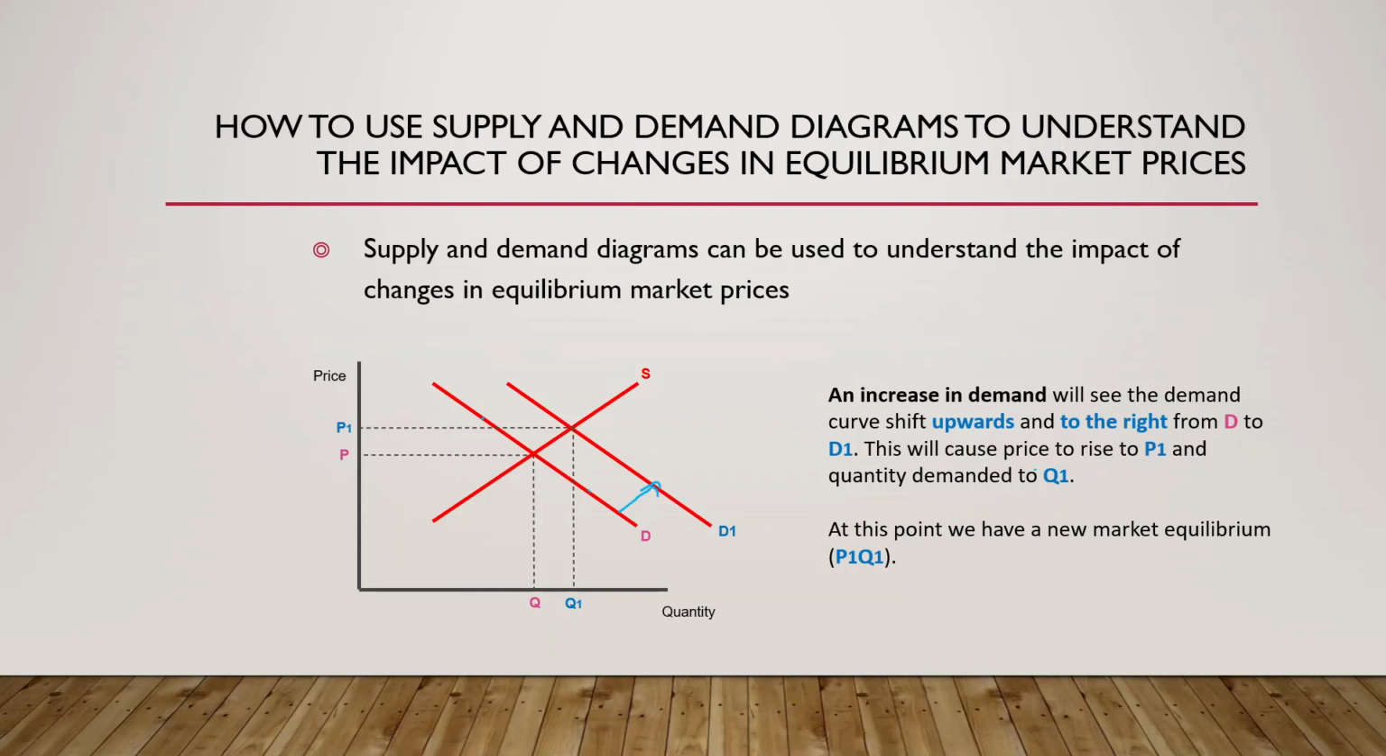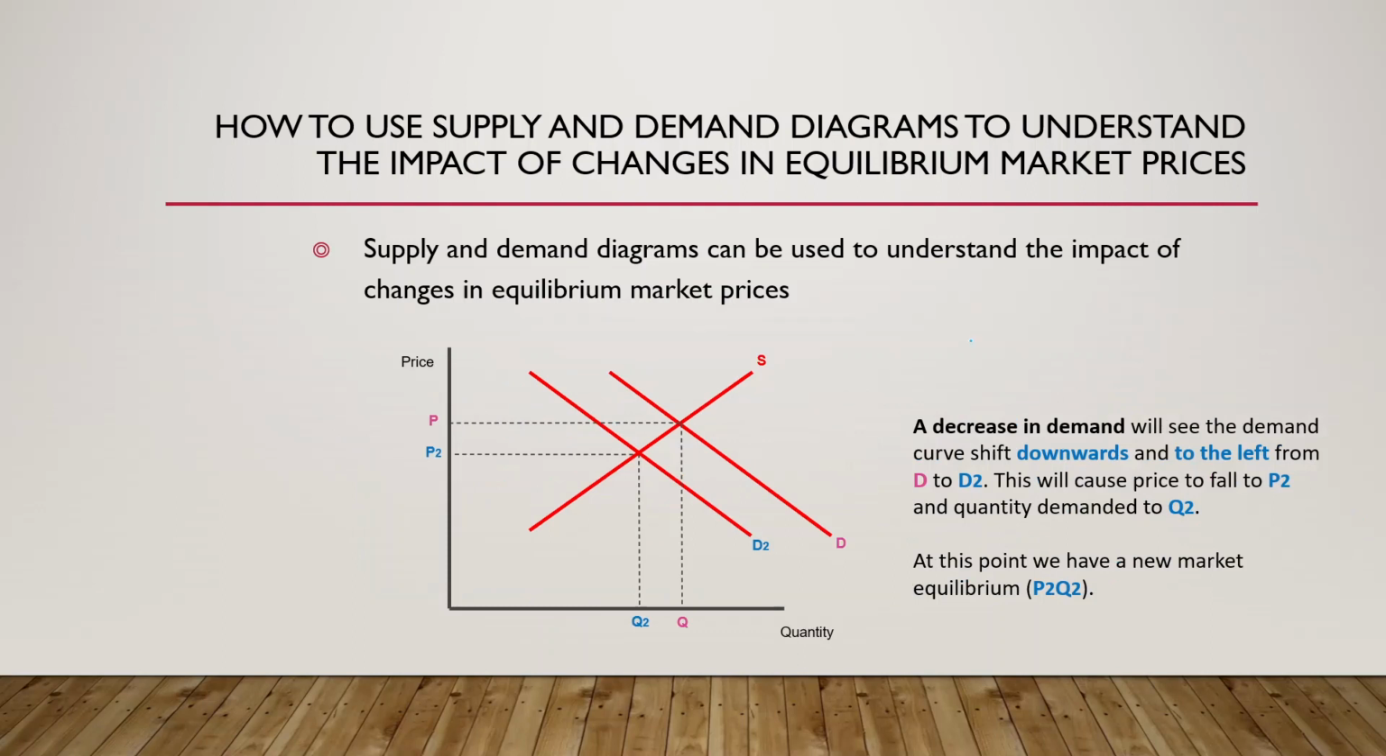And now this will cause price to rise to P1 and quantity demanded to Q1, right? So the firms say, okay, well, we will supply more, and since there are more people who want to buy our products, we'll increase the prices. And thus, we know that demand will still exist for that price from this graph, and thus a new equilibrium will be reached here at this point. Yeah, and at this point we have a new market equilibrium.